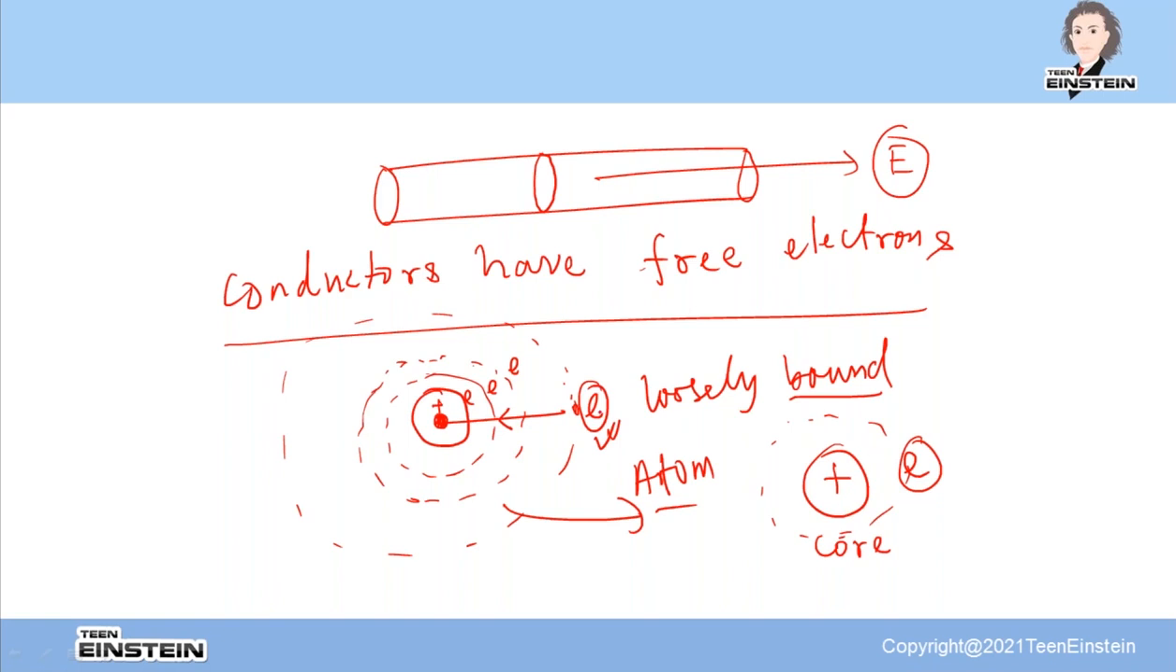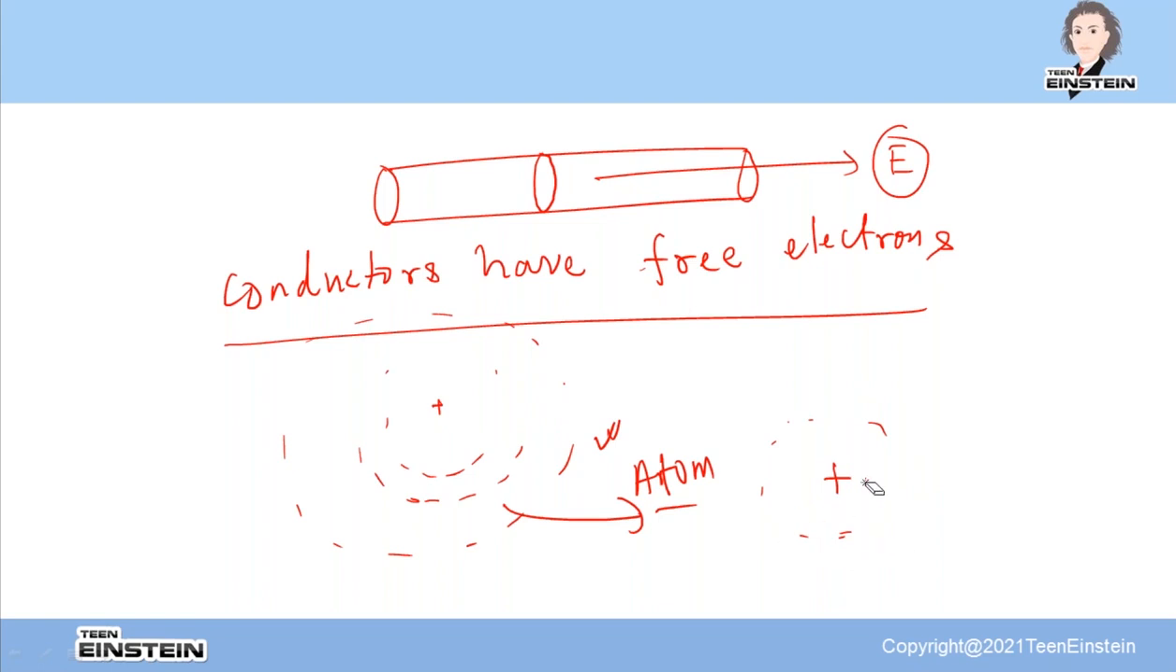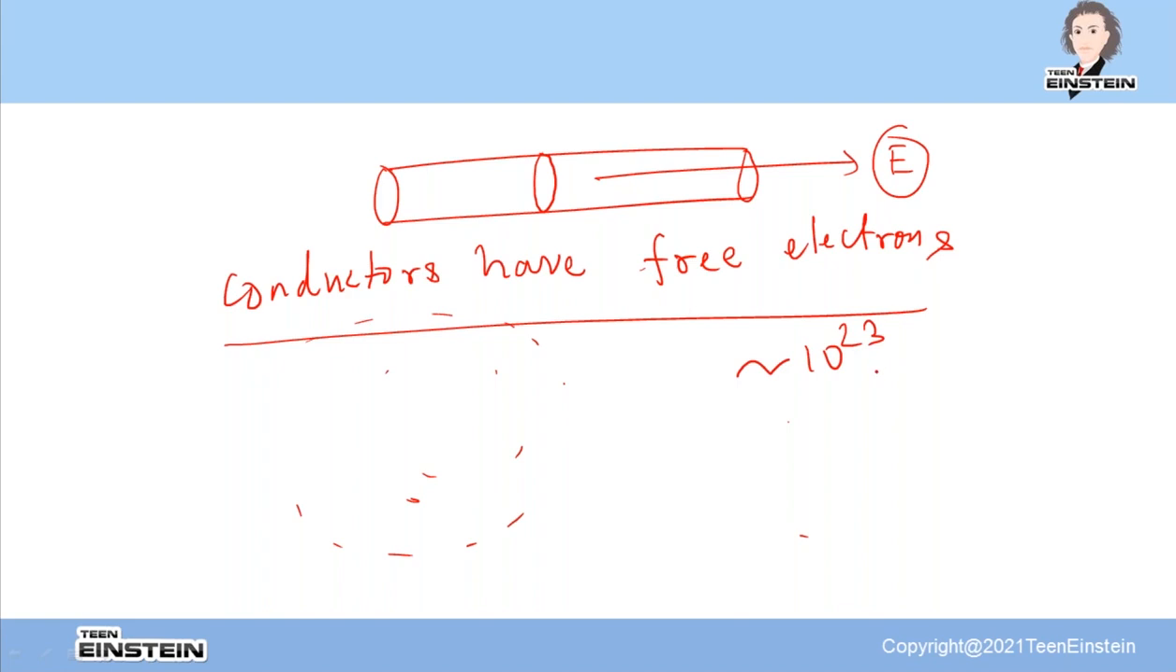But in a conductor, conductor means it is a solid material. Suppose I take a piece of iron, a cylindrical iron bar. It does not contain only one atom, right? In fact, it has almost of the order of 10 to the power 23 atoms, almost of the order of the Avogadro number. Suppose I have a piece of iron like this, so I have closely spaced atoms like this.